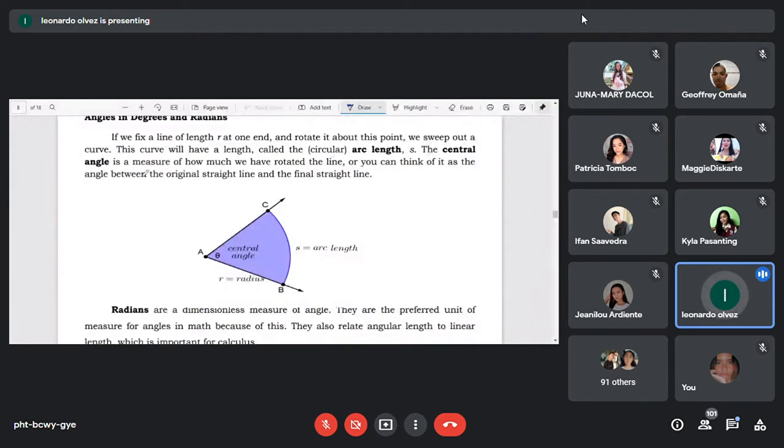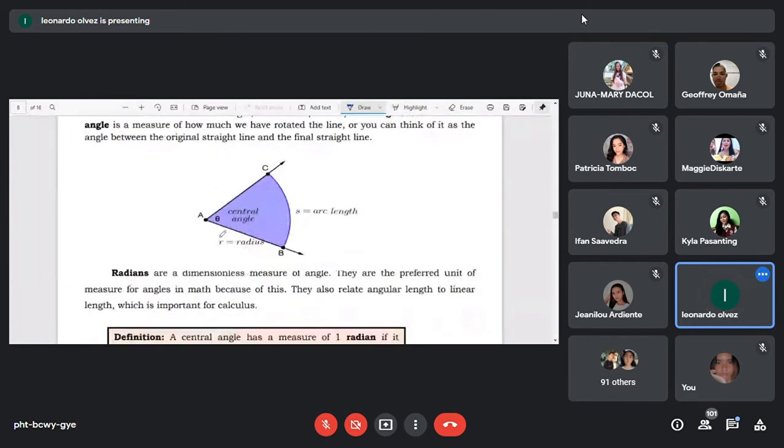The central angle is the measure of how much we have rotated the line. Theta here is the central angle, or you can think of it as the angle between the original straight line and the final straight line. And r here is the radius.